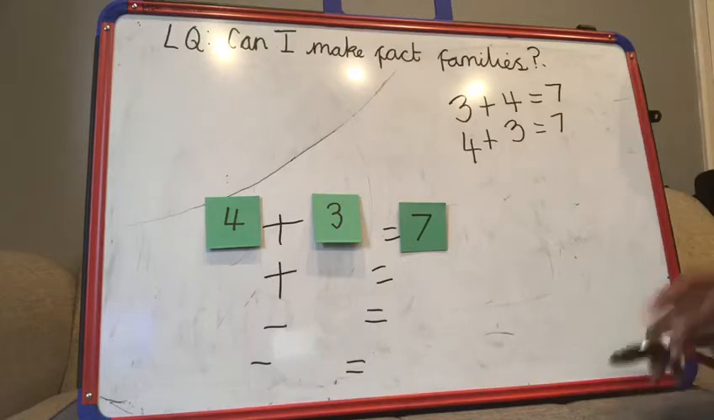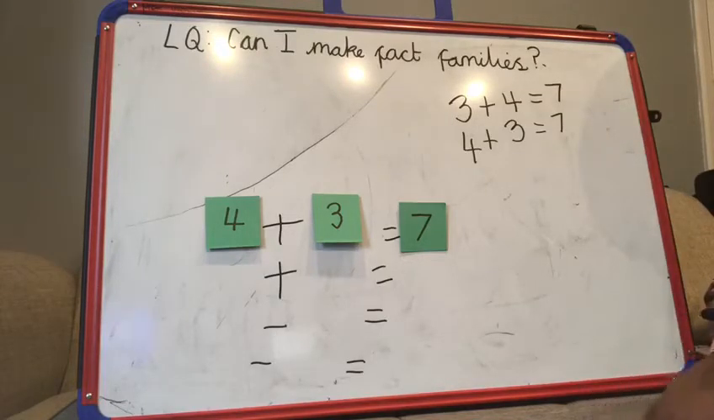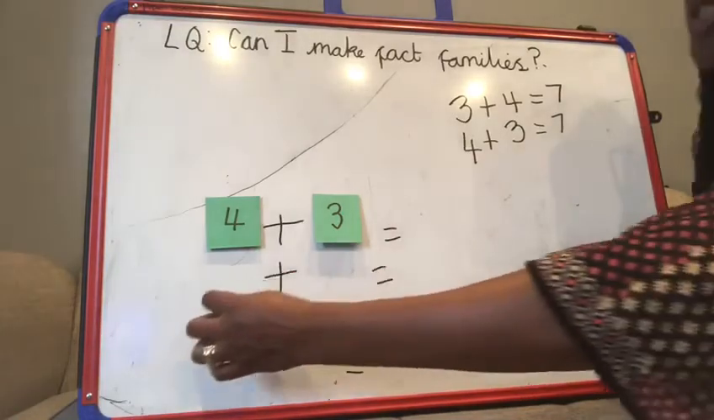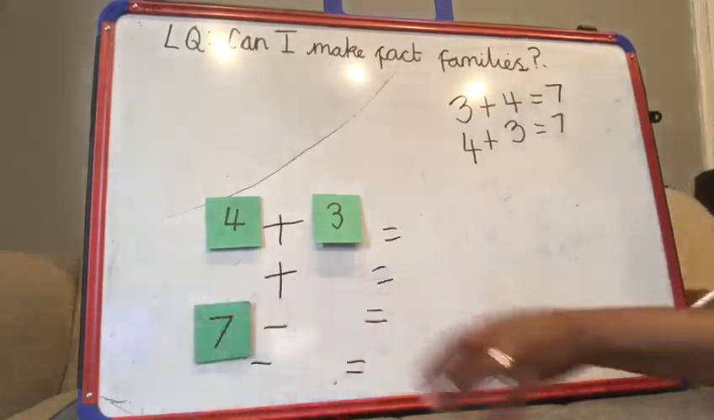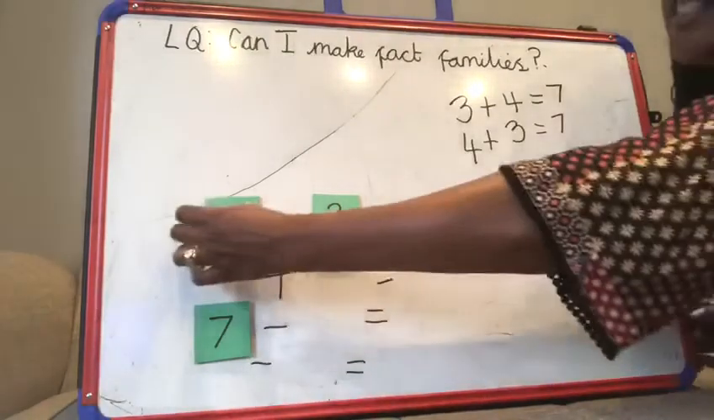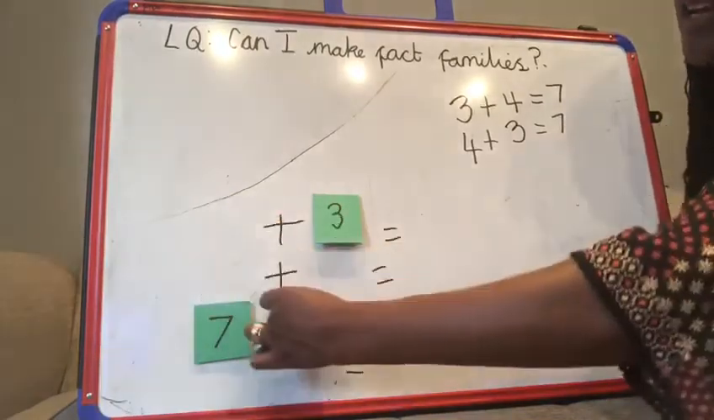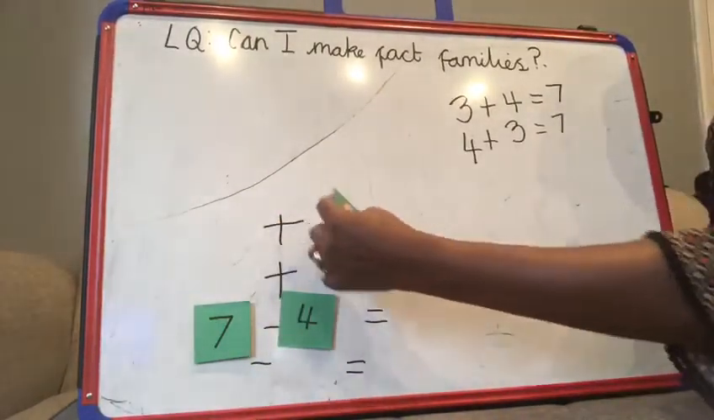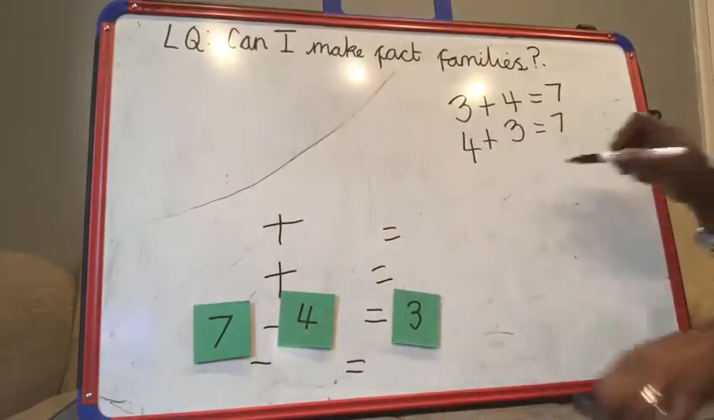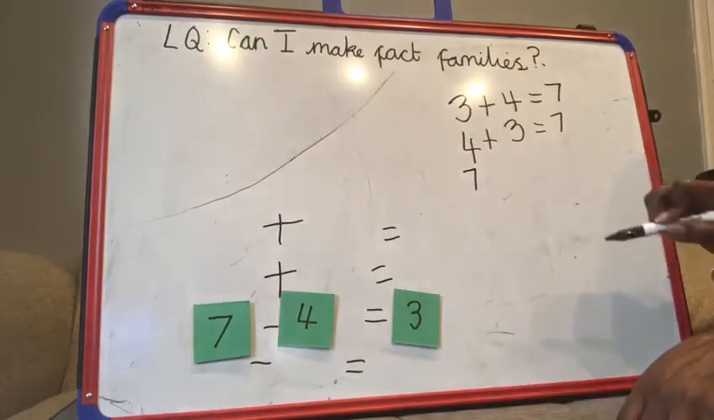Now let's see if we can make our 2 subtraction number sentences. Now I wonder if you can remember something very special about subtraction number sentences. That's right, the biggest number always goes first, because you can't take a bigger number away from a smaller number. So we have 7 take away 4 equals 3.